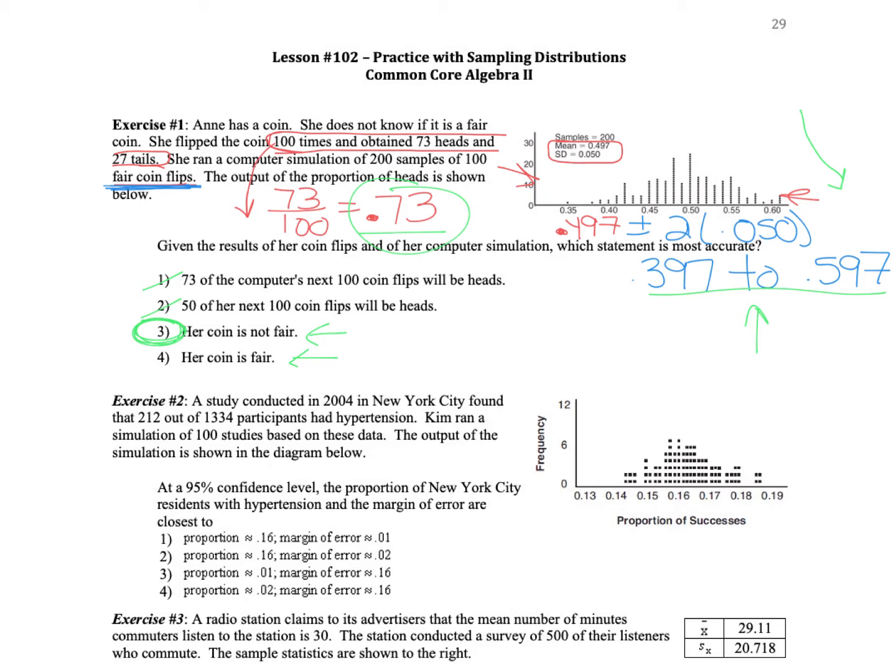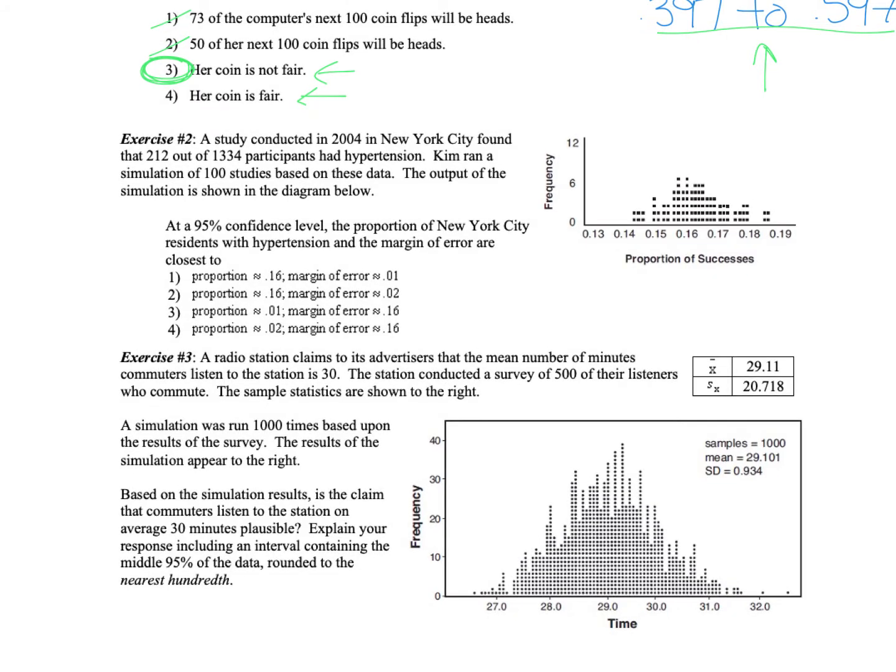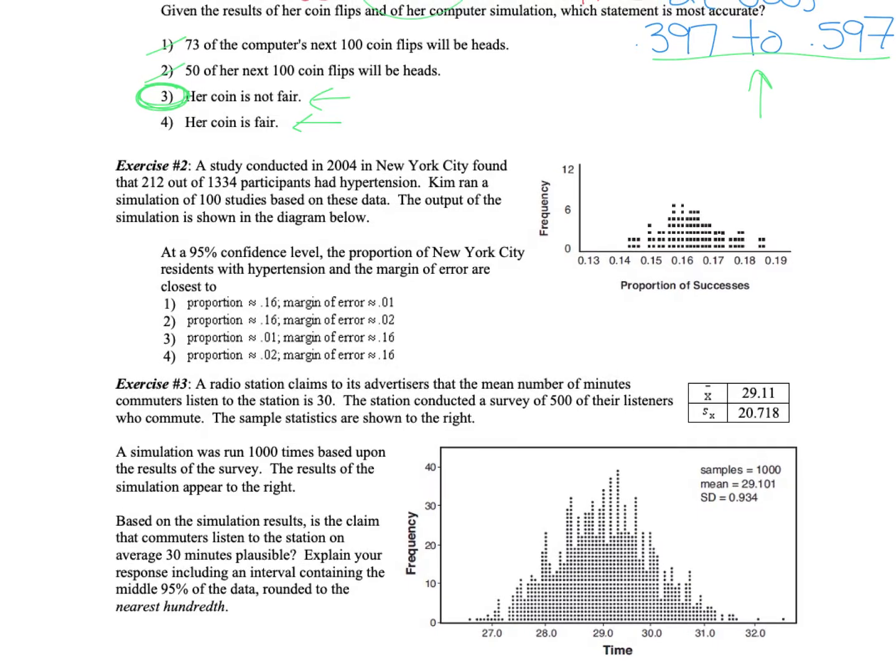So let's look at the next problem. This one has a little different take on things in terms of what it's asking. It says a study conducted in 2004 in New York City found that 212 out of 1,334 participants had hypertension. That's an issue with high blood pressure. Kim ran a simulation of 100 studies based on this data, so we have 100 dots here. The output of the simulation is shown in the diagram below.